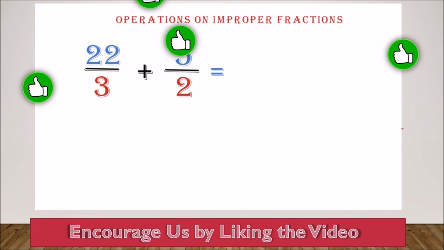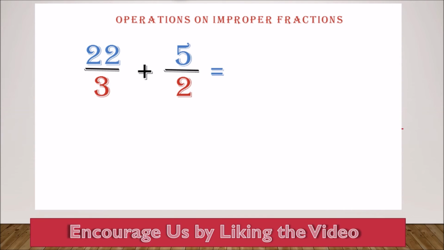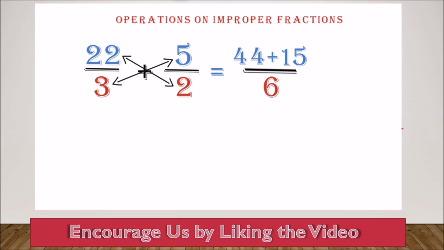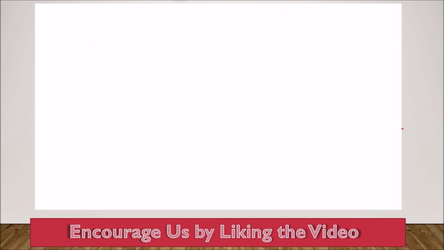Let's actually solve it. Using the cross multiplication method, we multiply the denominators to get 6. Now we will cross multiply. Multiply the 22 by 2 to get 44. We multiply the 3 by 5 to get 15. We add 44 plus 15 to get 59/6. Nothing special here.